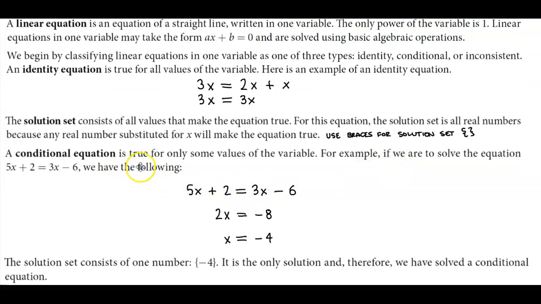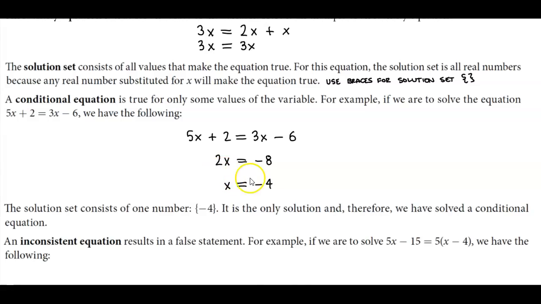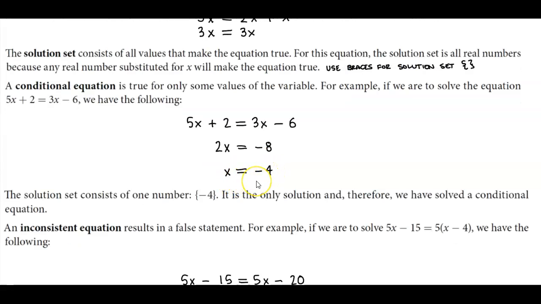Now a conditional equation is true for only some values of the variable. So for example, if we are to solve the equation 5x plus 2 equals 3x minus 6, we have the following. If we combine like terms, we subtract 3x from both sides. 5x minus 3x is 2x. If we subtract 2 from the right side, minus 6 minus 2 gives you negative 8. Divide both sides by positive 2, and then x is equal to negative 4. Well, the solution set consists of one number, which is negative 4. It is the only solution, and therefore we have solved a conditional equation.